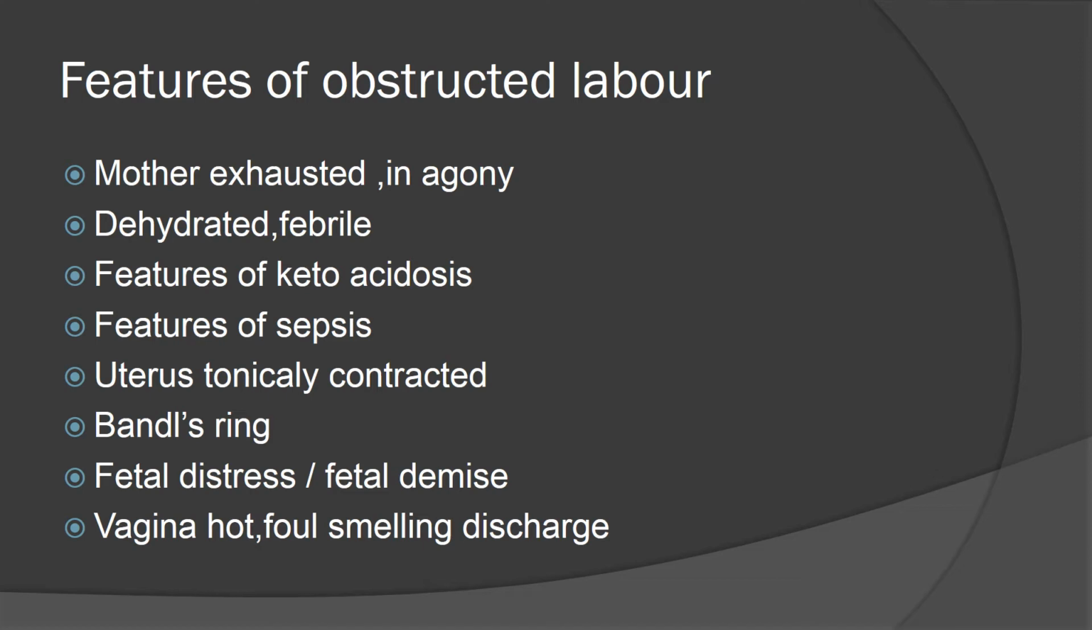Features of sepsis may be there, like tachycardia, loss of consciousness, altered sensorium, rapid pulse and hypovolemic shock, foul-smelling vaginal discharge, etc. On examination of the abdomen, the uterus will be seen tonically contracted, that is, no proper relaxation in between contractions. The Bandl's ring may be obvious.